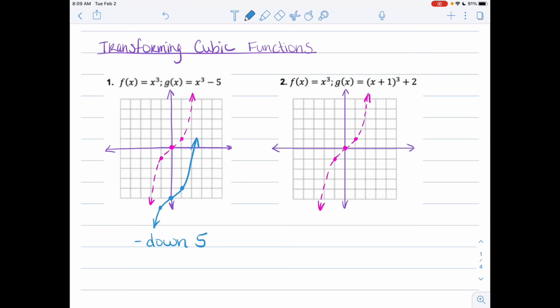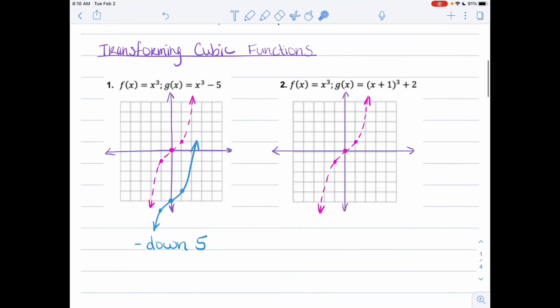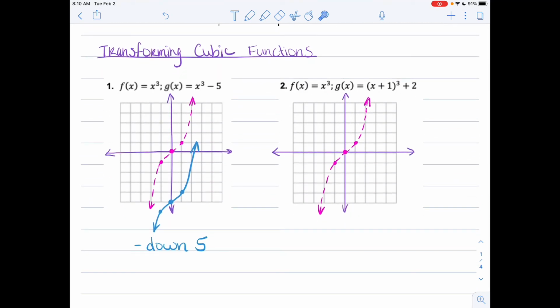Let's look at another one. Number 2 says that we want to do x plus 1, to the third, plus 2. Well, I already know that something tacked on the end moves us up or down, in this case up, and now a plus 1 inside parentheses is going to move us to the left. We can prove that to ourselves by plugging in a couple of points. So if I plug in 0 here for x, I'm going to have 1 to the third, that's 1, and then plus 2. So I'm going to have a point at 0, 3.